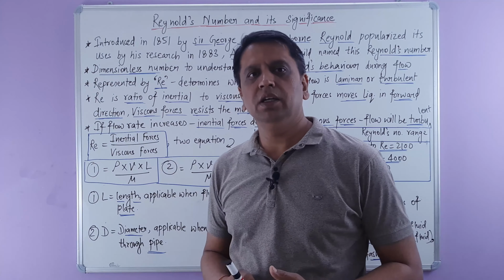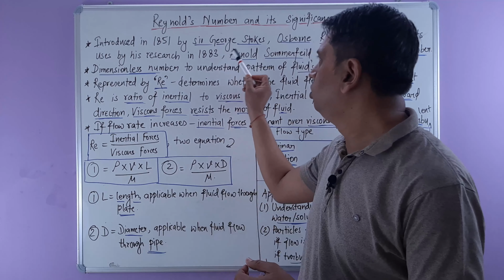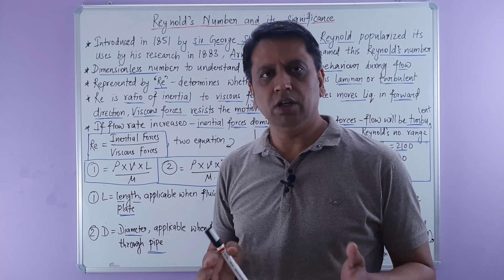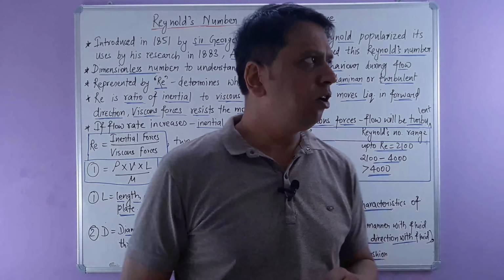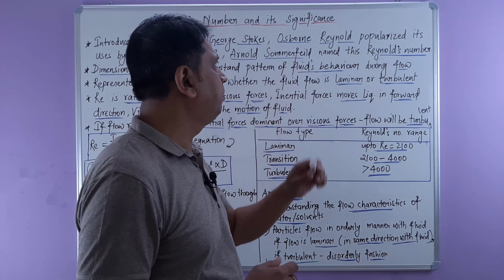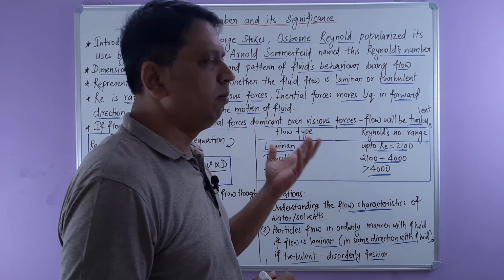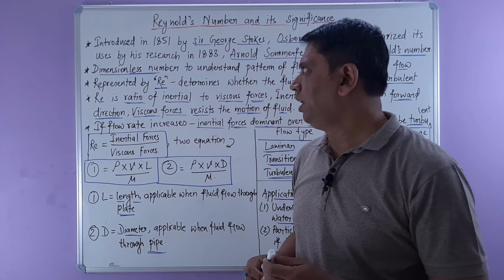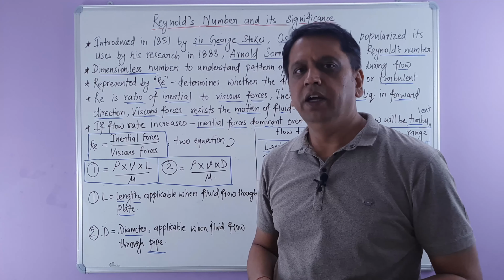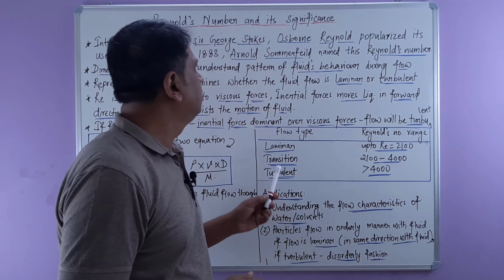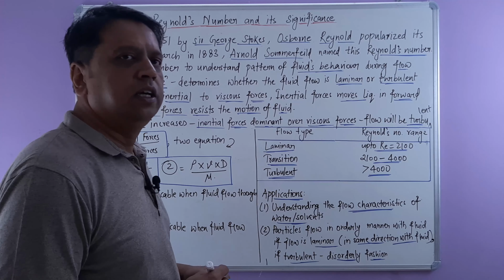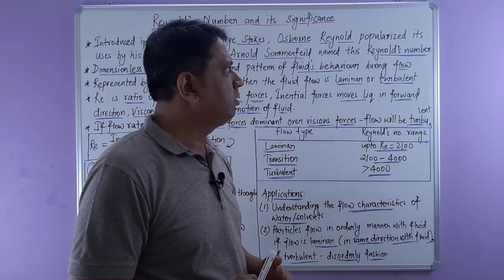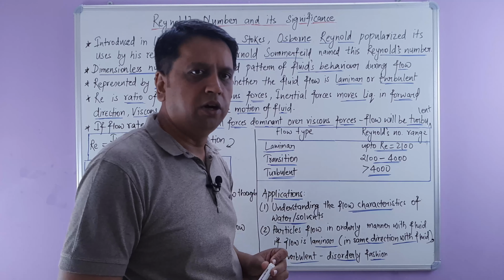Now Reynolds number was initially introduced by Sir George Stokes in 1851, but at that time this concept was not known as Reynolds number. Later on, this concept was popularized by Osborne Reynolds by publishing his research in some very prominent journals in 1883. And later on, another scientist named Arnold Sommerfeld named this concept Reynolds number, and nowadays it is known as Reynolds number.